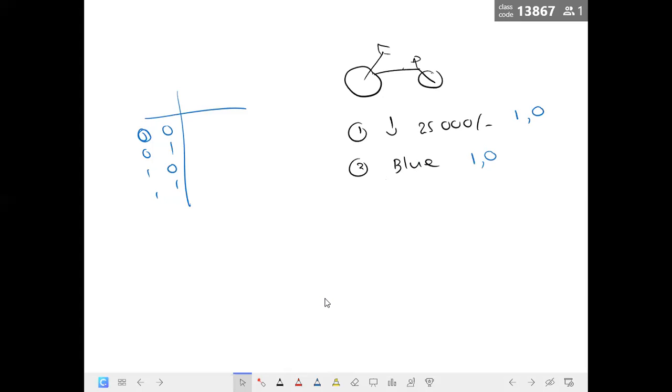Yes, definitely it's the OR gate. Because if you refer to the OR gate truth table, according to my question, condition 1 is here, condition 2 is here. The first condition is less than 25,000, the second condition is blue color. Here the first combination 0 0 means it's not less than 25,000 and not blue color, so I am not going to buy it. Here it's not less than 25,000, but it's blue color.